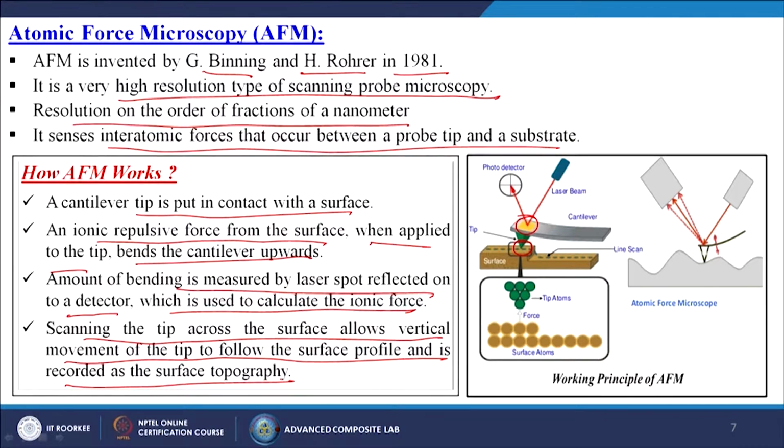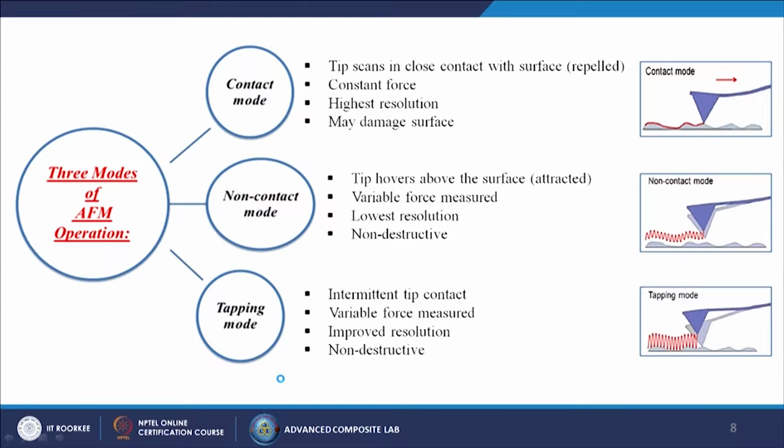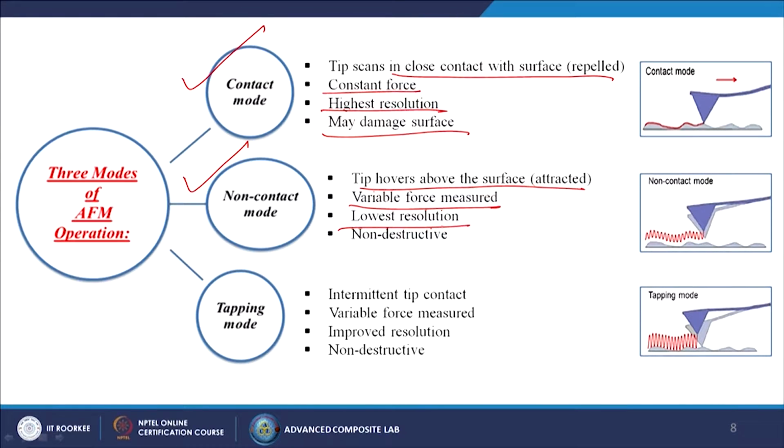Generally, there are three modes of AFM operation. The first one is the contact mode, in which the probe is touching the surface of the material; the tip scans in close contact with the surface, repelled, constant force, highest resolution, may damage the surface. The second one is the non-contact mode: the tip hovers above the surface, attracted, variable force measured, lowest resolution, non-destructive. And the last one is the tapping mode, or semi-contact mode: intermediate tip contact, variable force measured, improved resolution, non-destructive in nature.